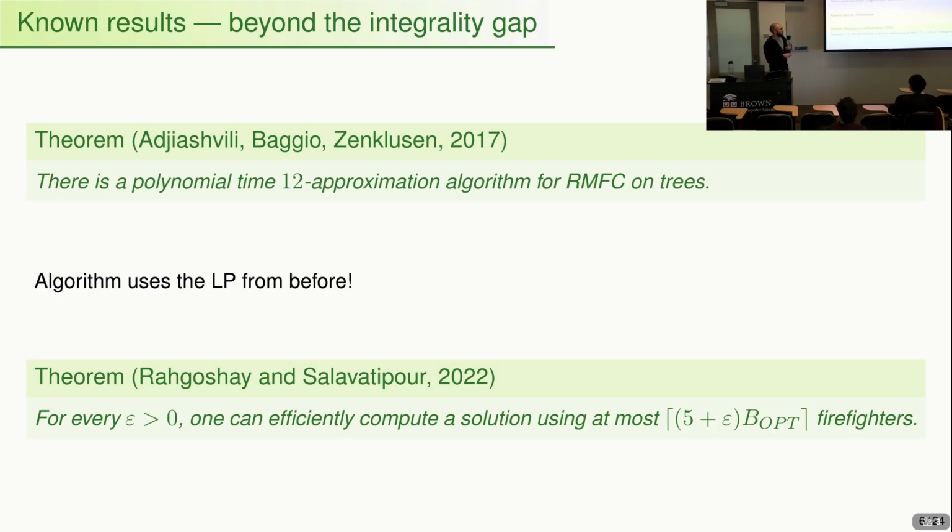This was subsequently improved to a 6-approximation. Rajabi-Nafeh and Salavatipour essentially improved one step of the algorithm where they lost the factor 2, and now they only lose a factor of 1 plus epsilon. Asymptotically, it's even a little bit better. Then you get a 5 plus epsilon approximation if the number of optimal firefighters is large.